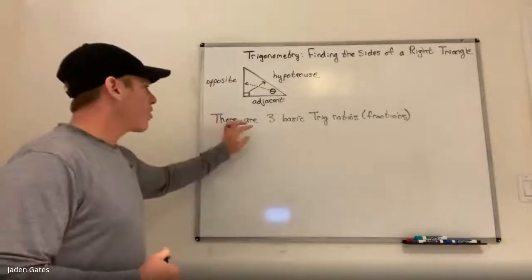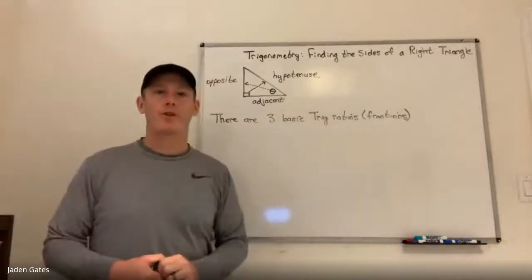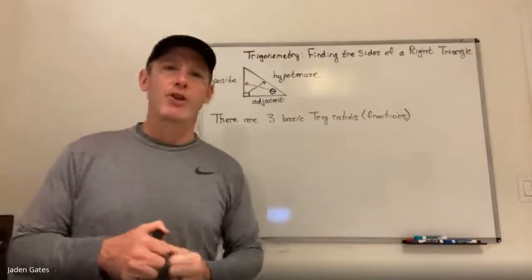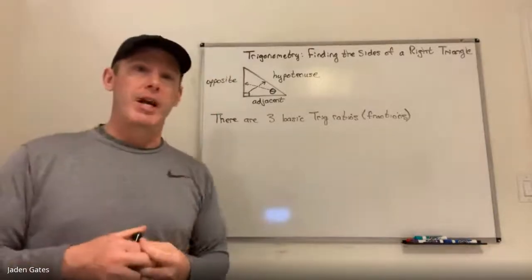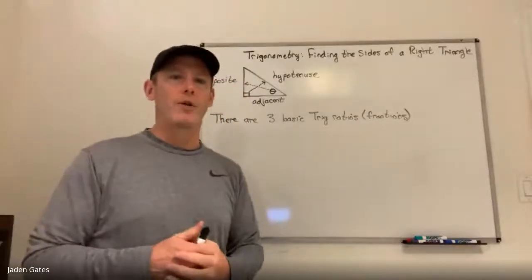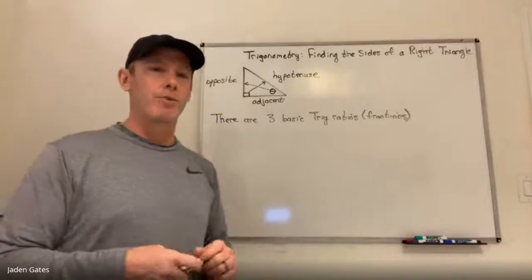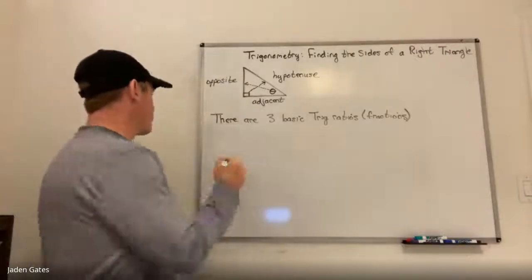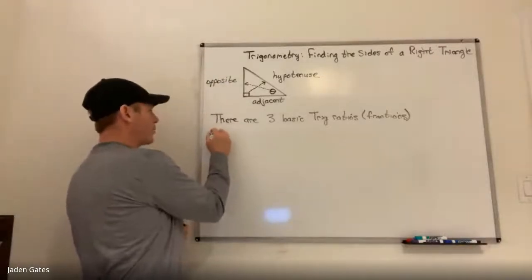Now, there are three basic trig ratios that you have to know. With a ratio, this is something I teach in grade 10, a ratio can be written as a fraction. And in trigonometry, I don't know why they don't call them trig fractions, because that's essentially what we're going to be dealing with here. And there are three basic ones.